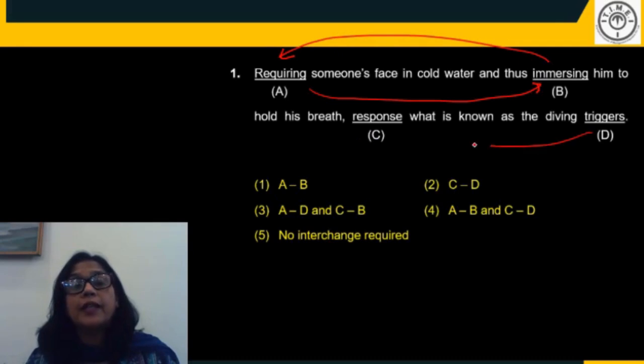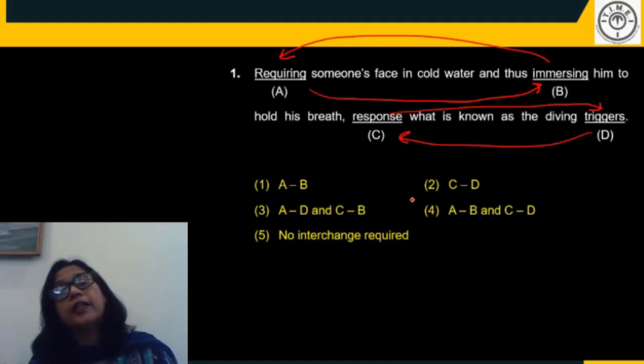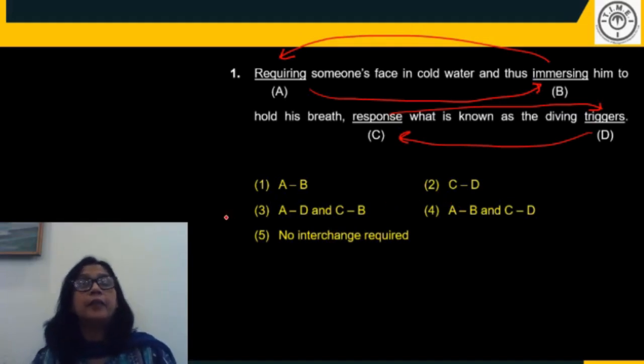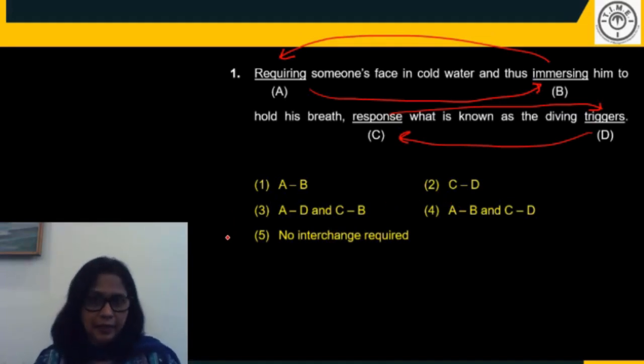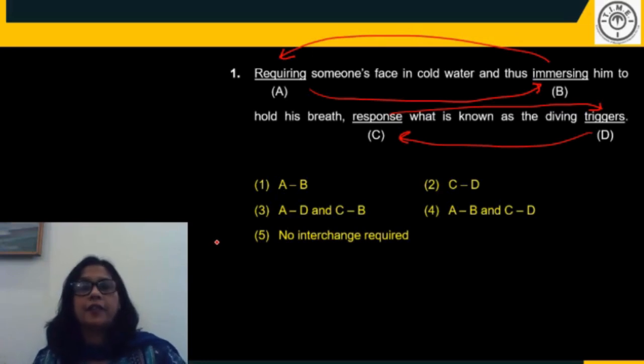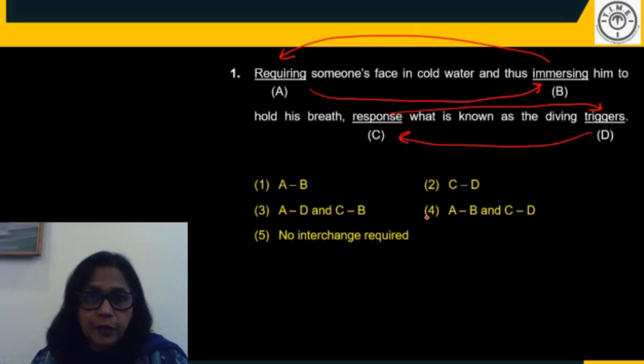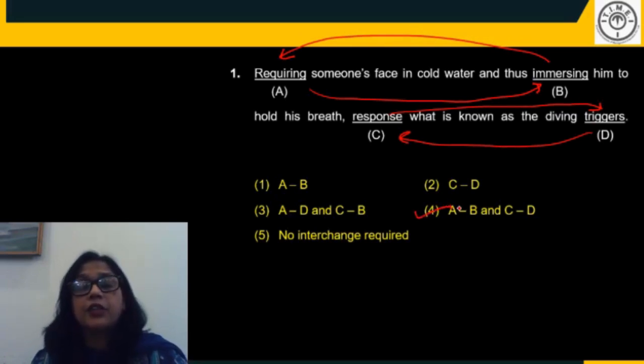Triggers what is known as the diving response. Yes, what will be trigger? Trigger will be something that will start something. So here if the face is immersed in cold water and the person is holding his breath also, then that will trigger the diving response. So the correct option over here would be A interchange with B and C interchange with D, and that is your 4th option.